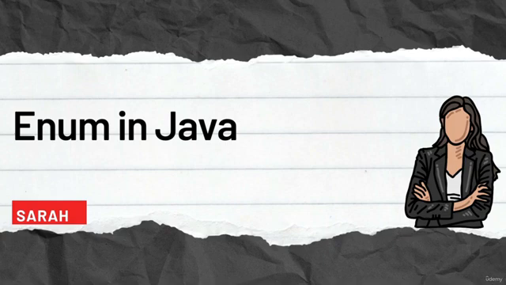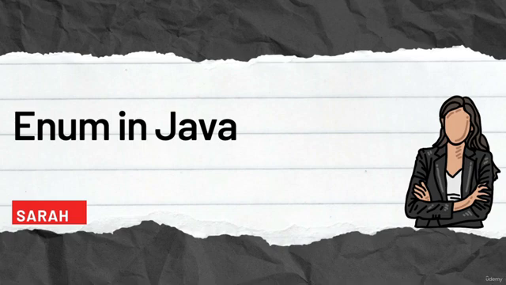Next, we will be talking about enum in Java. An enum type is a special data type that allows a variable to have a set of predefined constants. You should use enum types anytime you need to represent a fixed set of constants. For example, planets of a solar system, days of a week, or months of a year.